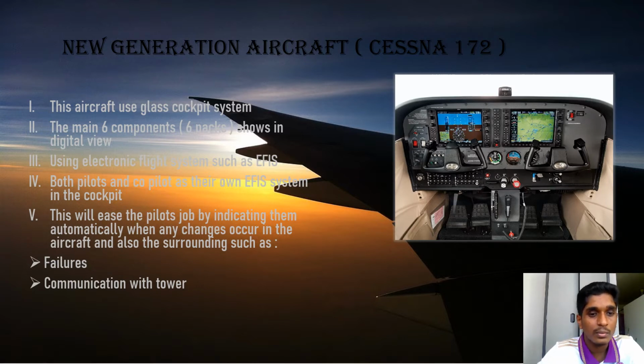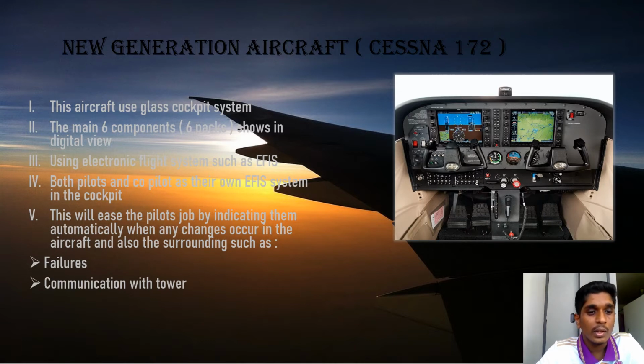And the fourth one is that both pilot and co-pilot have their own IFIS system in the cockpit. Both the pilot and co-pilot will have a screen in front of them which will show them all the indicators like the six flags, which help them show the airspeed, altimeter, altitude, and everything.